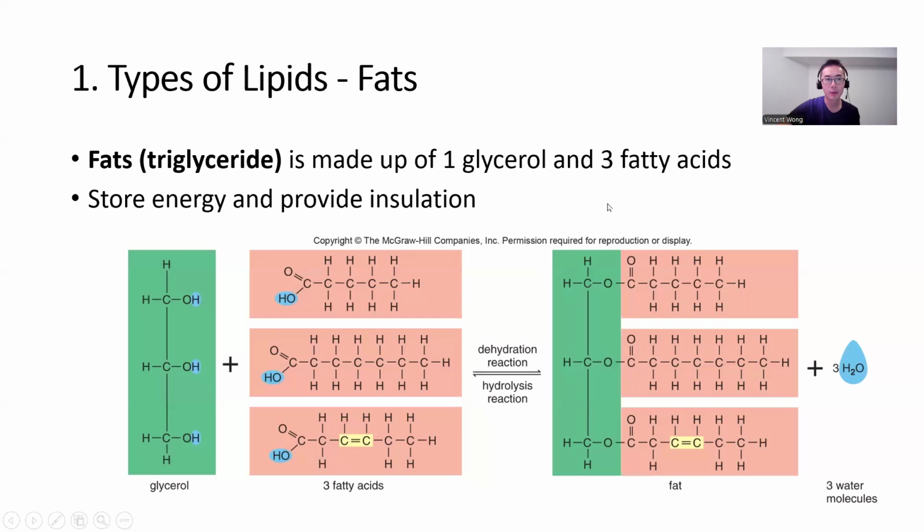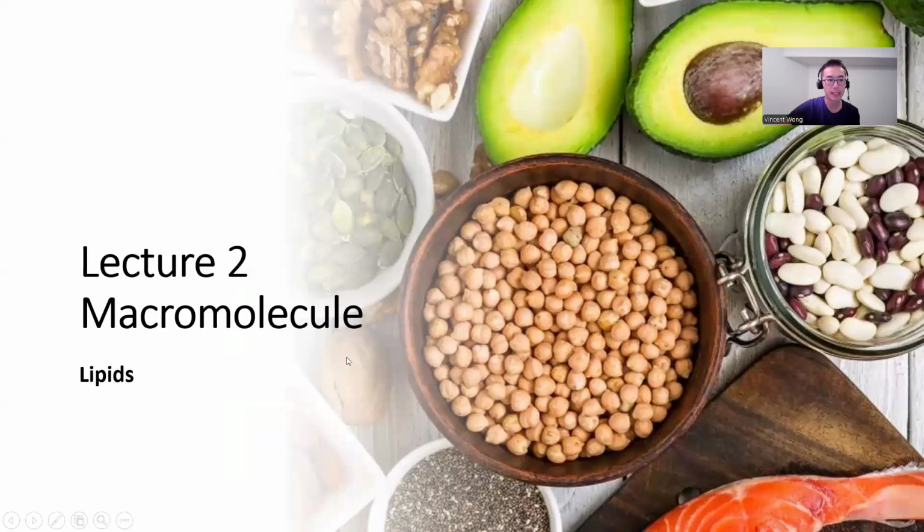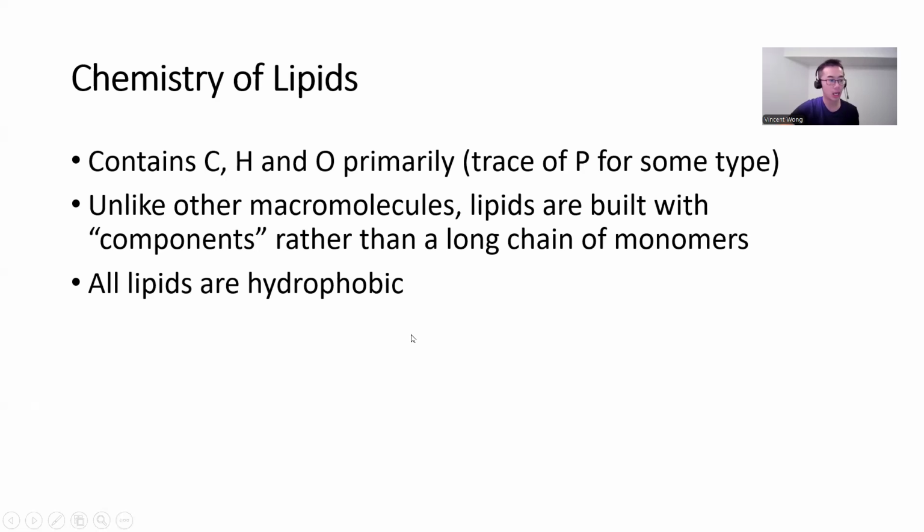So here are our PowerPoint slides. We are going to go through lipids. Chemistry of lipids. Lipids contain C, H, and O. For all the macromolecules that we're going to talk about, the carbohydrates, lipids, proteins, and nucleic acids, all of them have C, H, and O in them: carbon, hydrogen, oxygen. However, if you have the note we just talked about next to you, you can see that some lipids contain traces of P, phosphorus. Which one contains phosphorus? Can you see it in the note?